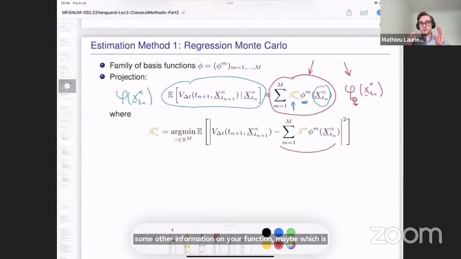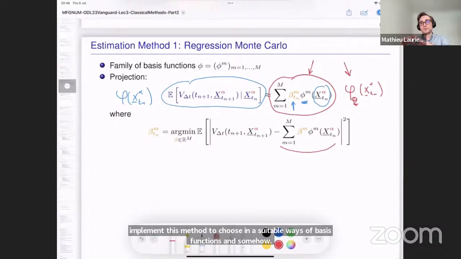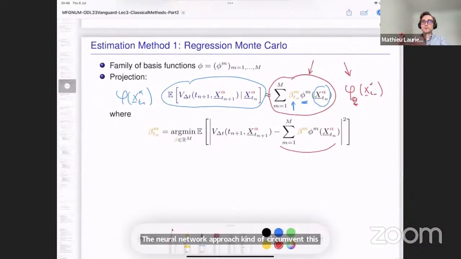Indeed, it is one big trouble when you try to implement this method to choose the basis functions in a suitable way. Somehow the neural network approach circumvents this problem because you put a neural network. Of course, you have to choose the architecture of the neural network, but I would say in general, you over-parameterize and it seems to work well. Whereas for basis functions, if you don't choose them very well, it's not very accurate.